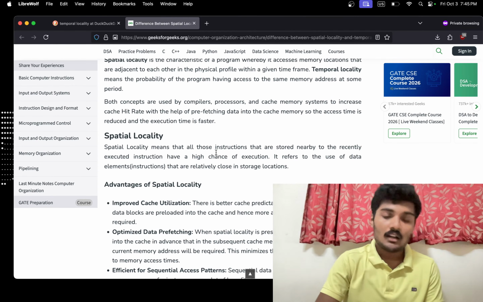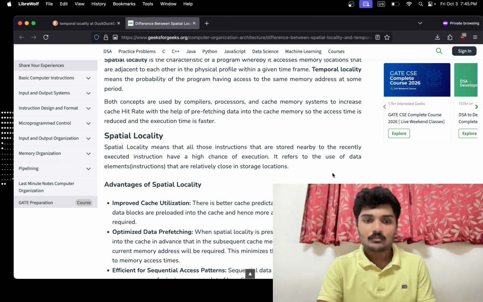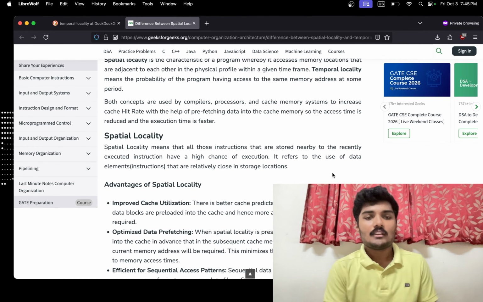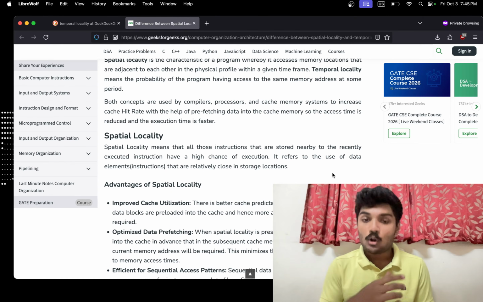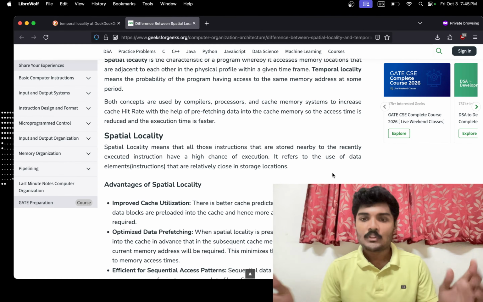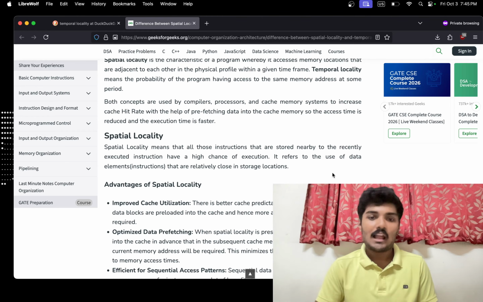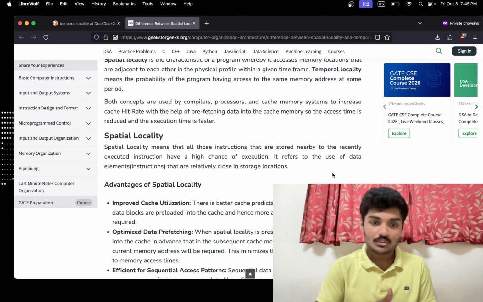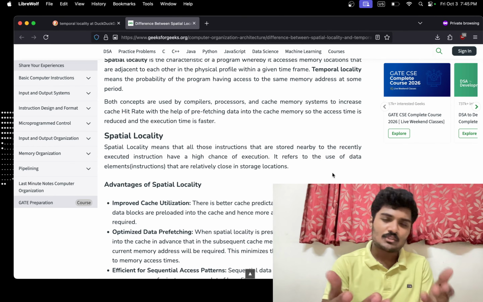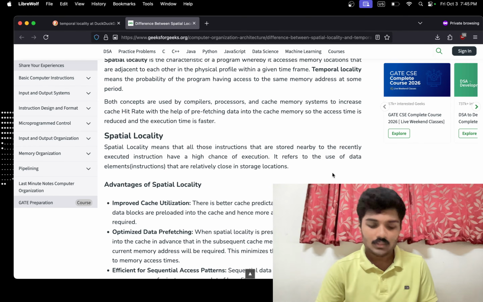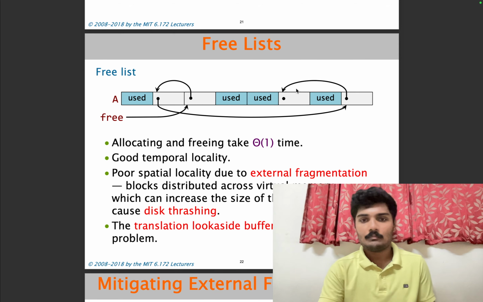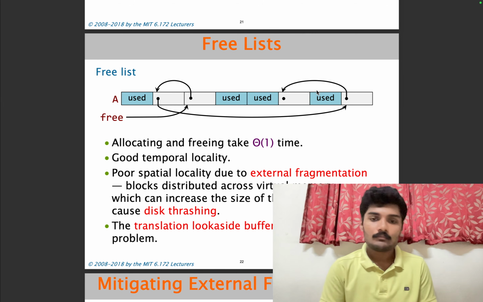Understood. Please read this. I will read this for you. Spatial locality means that all those instructions that are stored nearby to the recently executed instruction have a high chance of execution. It refers to the use of data elements, instructions that are relatively close. It is talking in terms of instructions, but yeah, we can apply that to the memory blocks as well.